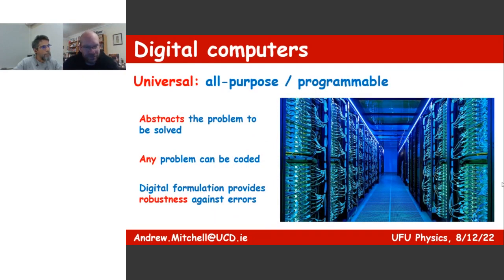Of course, since the Antikythera device, and since Lord Kelvin's Fourier integrator, we now have modern computers, which are universal. That means they're all purpose and programmable. You abstract the problem that you want to solve, and basically any problem can be coded up. I should say any problem that can be mathematically well posed can be coded up onto the computer. And this provides a way of solving a much wider range of problems. It's not like you need to build a specific computer for a specific problem. Digital formulation also provides a robustness against errors because it's inherently discretized, if you like, with the zeros and ones of the output.